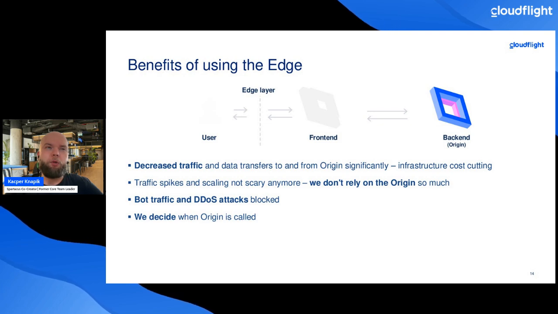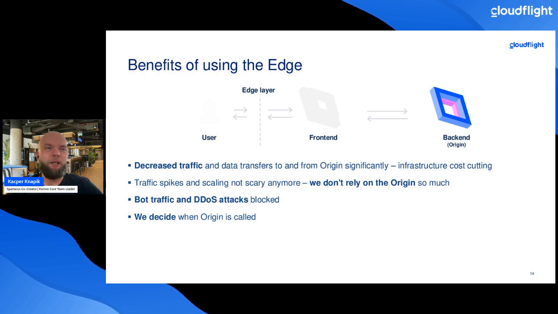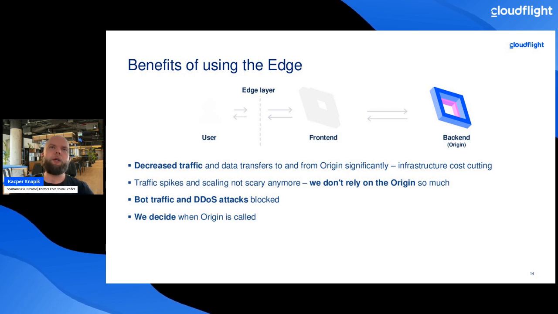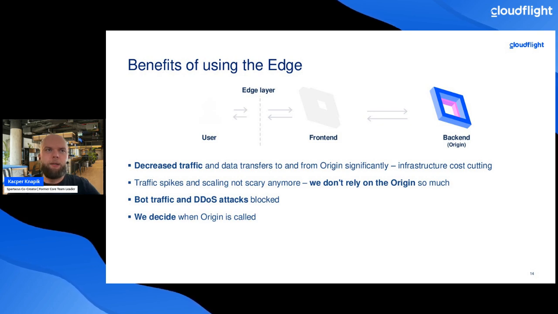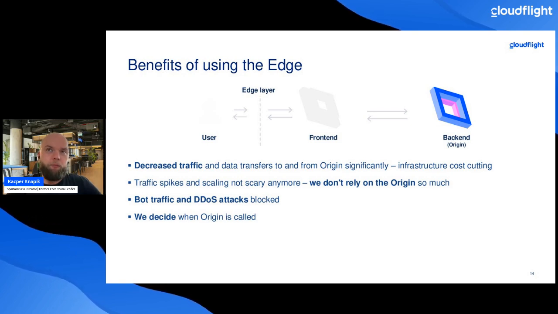And the last point is something I could discuss for a long time, for many hours: we specifically decide when we want to talk to the origin. Before, with the standard flow that I showed you at the beginning, everything goes to the origin. But with the edge, we can decide with our custom rules, with our setup in general, with our resources, which resources are cached for how long, etc. All of these things make us decide when we want to talk to the origin.